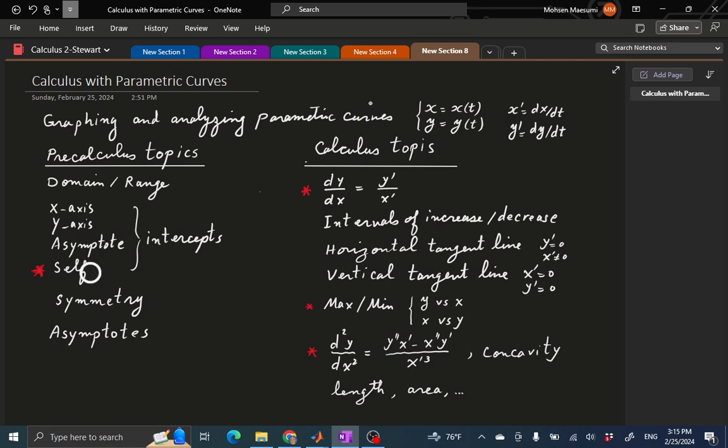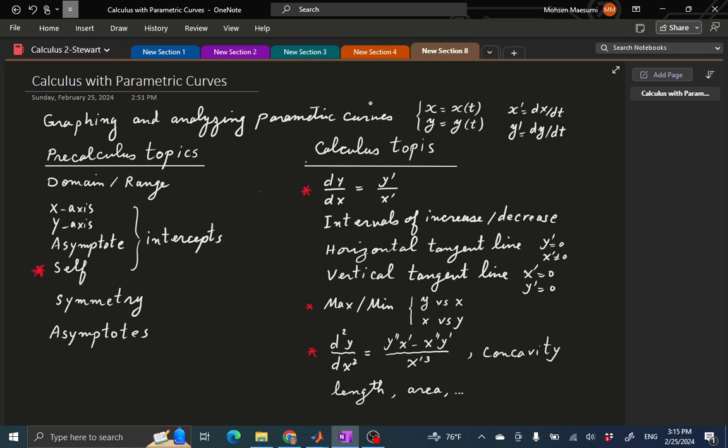Typical items are intersection with x-axis, y-axis, any asymptote you might have, and self-intercept. Of these items, the item that is new is self-intersection, so I'm going to talk about that a little bit. Next, you might remember that the issue of symmetry was important, and finding the asymptotes of your graphs were important topics, but we are not going to talk about it today.